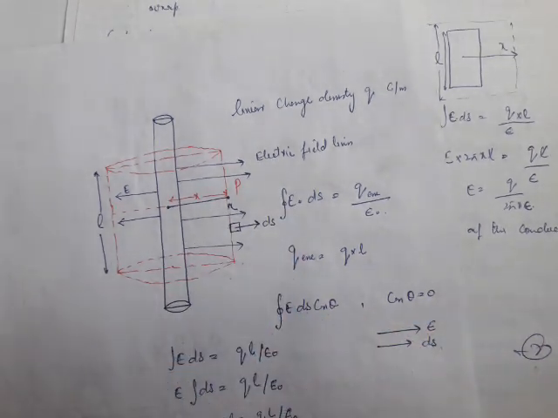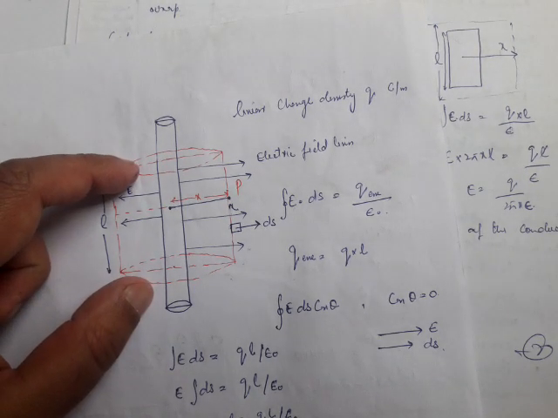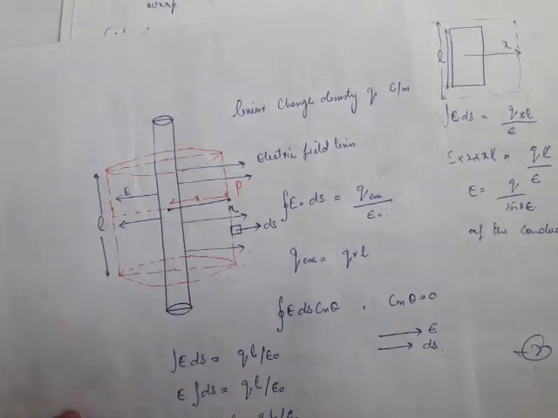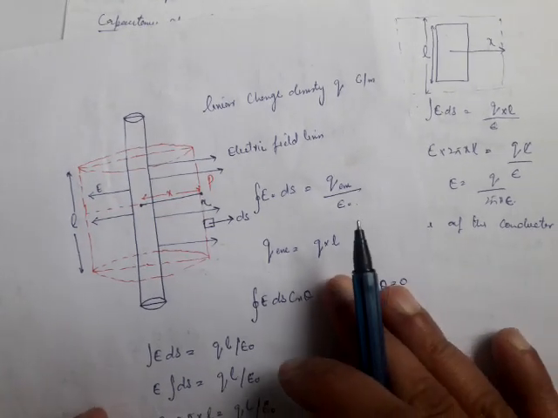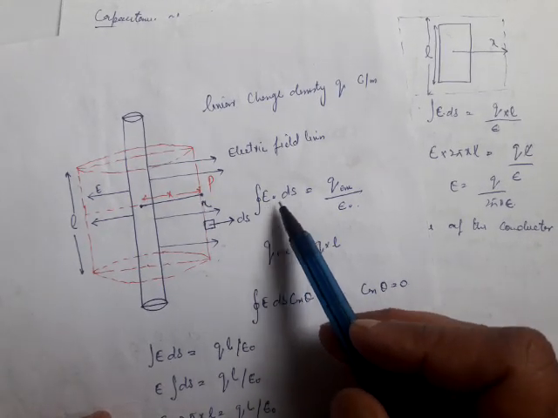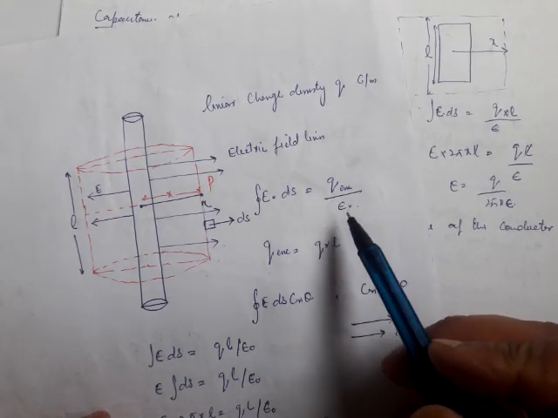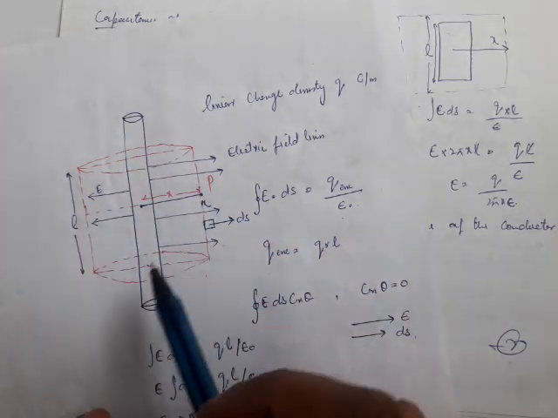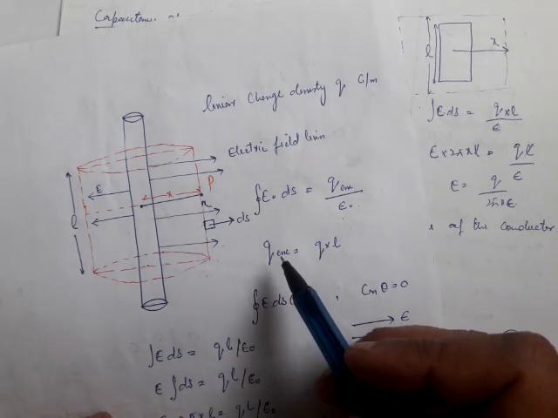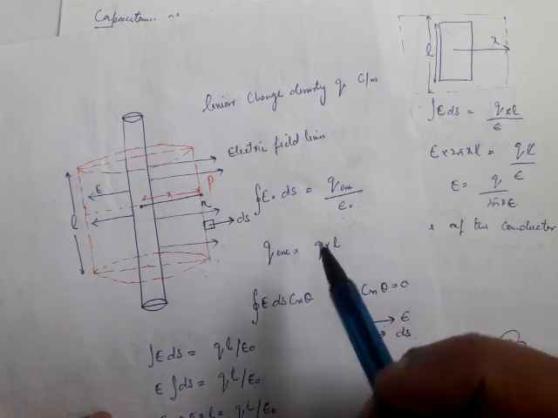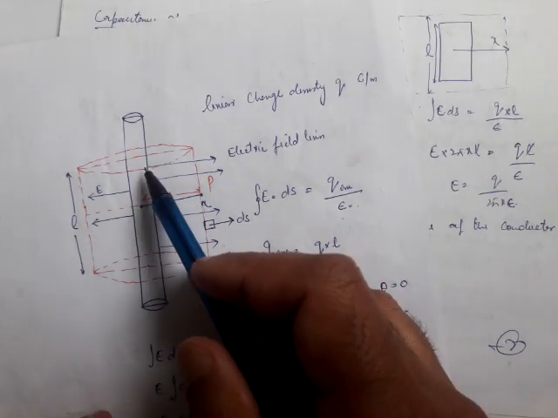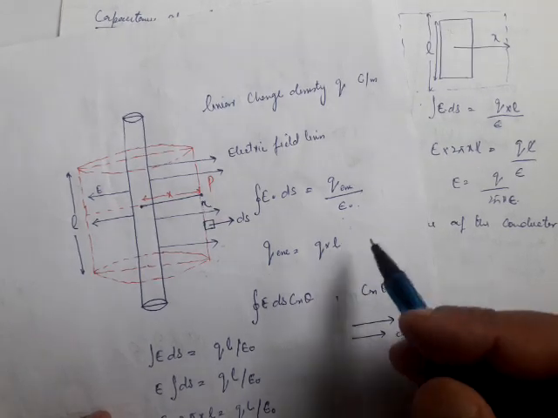To calculate the electric field we use Gauss's law, and I have used a cylindrical Gaussian surface whose radius is x and whose height is equal to L. By using the Gaussian equation, closed integral of E dot ds is equal to Q encircled by epsilon naught, where Q encircled is the total charge enclosed by the Gaussian surface. In this case, that is equal to Q into L, because Q is the charge per length and this cylinder has a length of L. Total charge enclosed will be equal to QL.